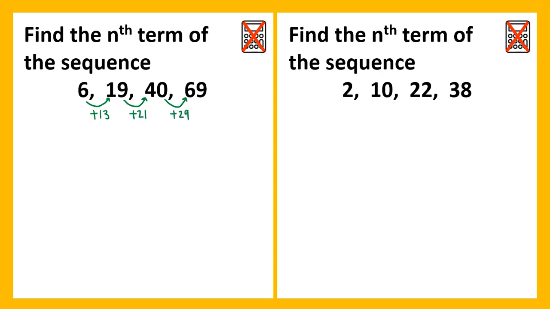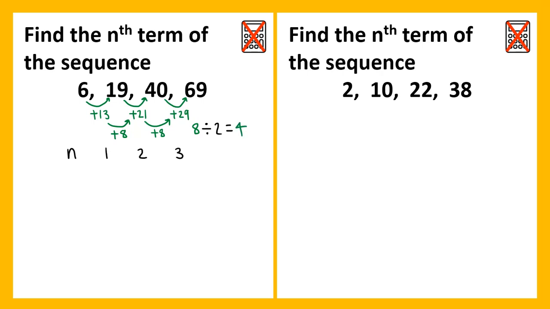It's not a linear sequence with a common difference, so find the second difference to determine whether it's a quadratic sequence. The second difference is constant, meaning it is. Divide the second difference by 2 to find the number of n squareds involved.